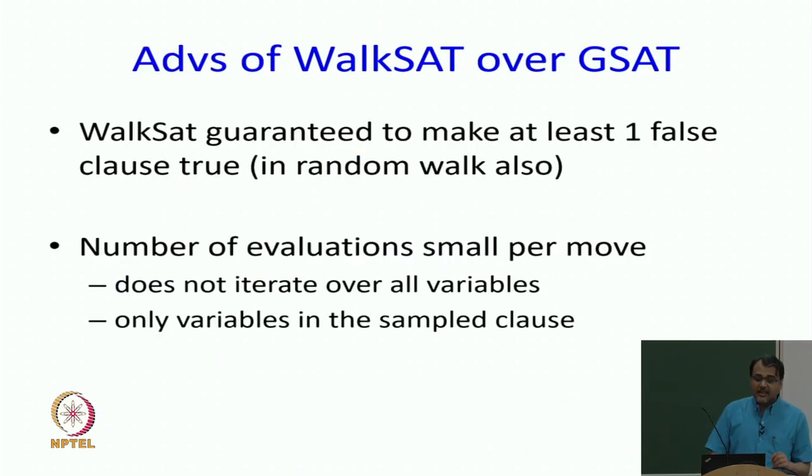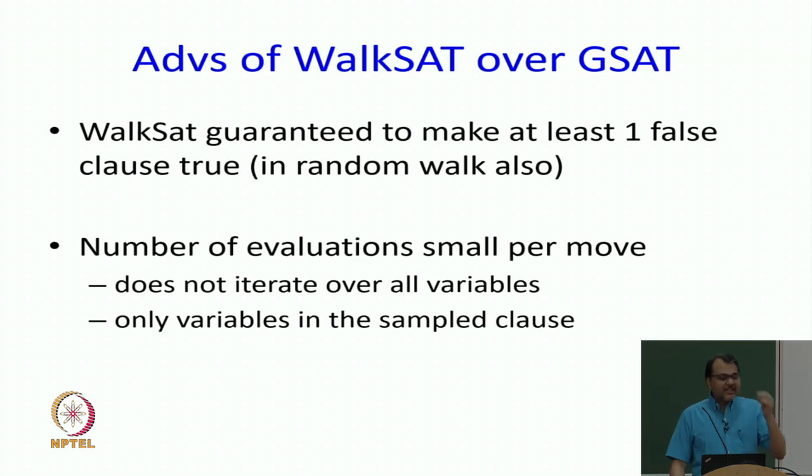So the strength of WalkSAT is that the number of evaluations is very small per move. Why? Because I am not going over all unsatisfied clauses and finding a variable that has the best characteristics, which would be more greedy, right? It would be taking a better move, but you will have to do a lot of computation. When doing local search, it is important that each move is done extremely fast, so that I can do a lot of search quickly.